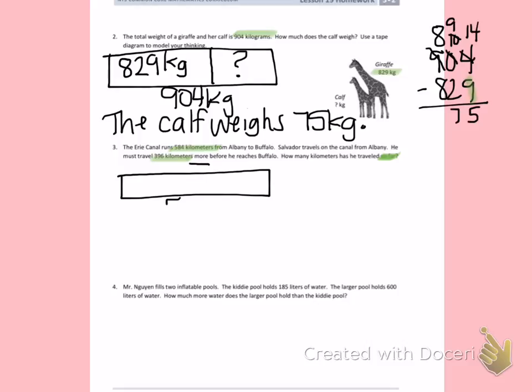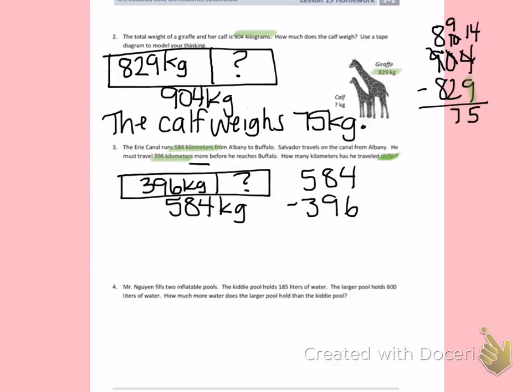the total is 584 kilometers. He needs to still travel 396 kilometers. I want to know what he has traveled so far. If I look at this tape diagram, it looks the same as my tape diagram in number 2. In number 2, I decided to subtract. So in number 3, I am going to do the same. 584 minus 396.